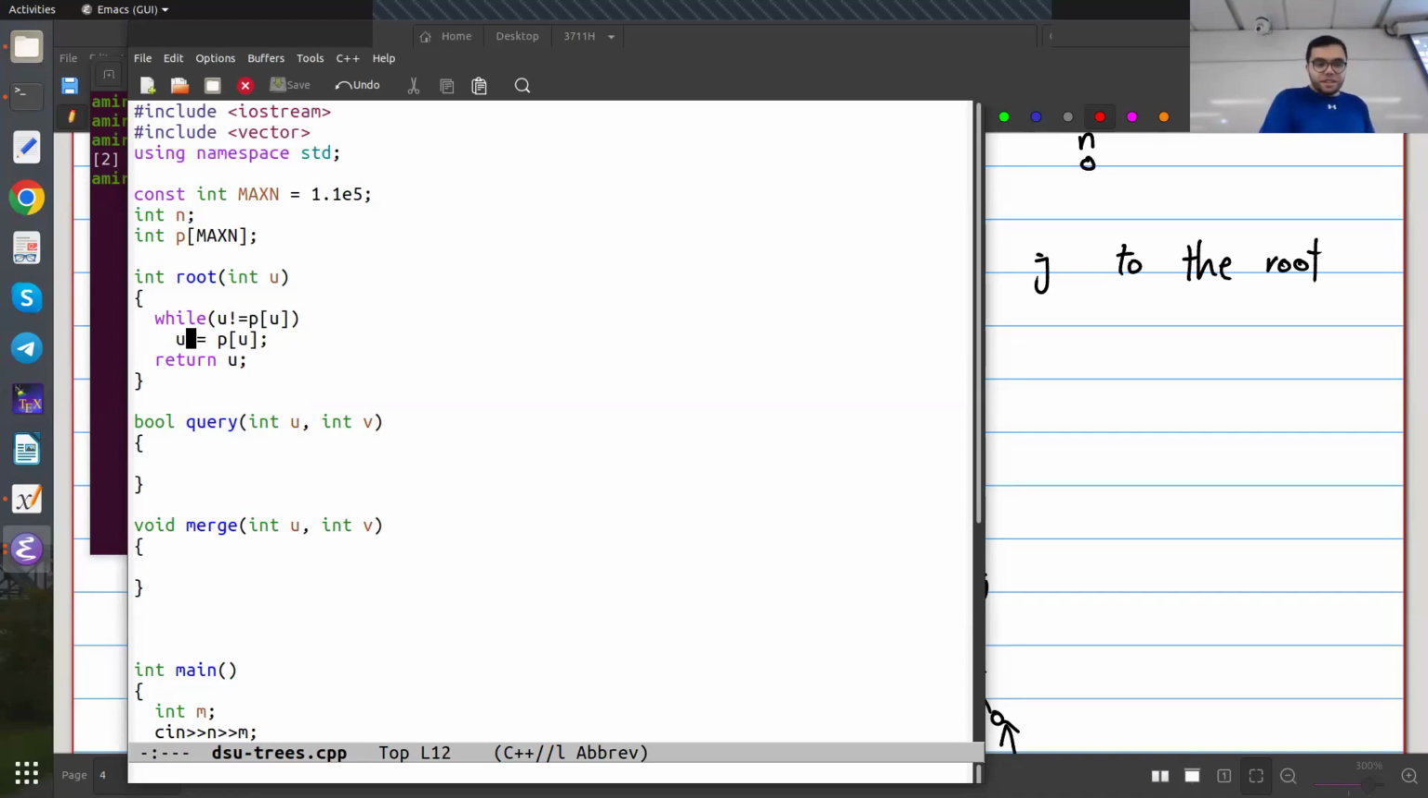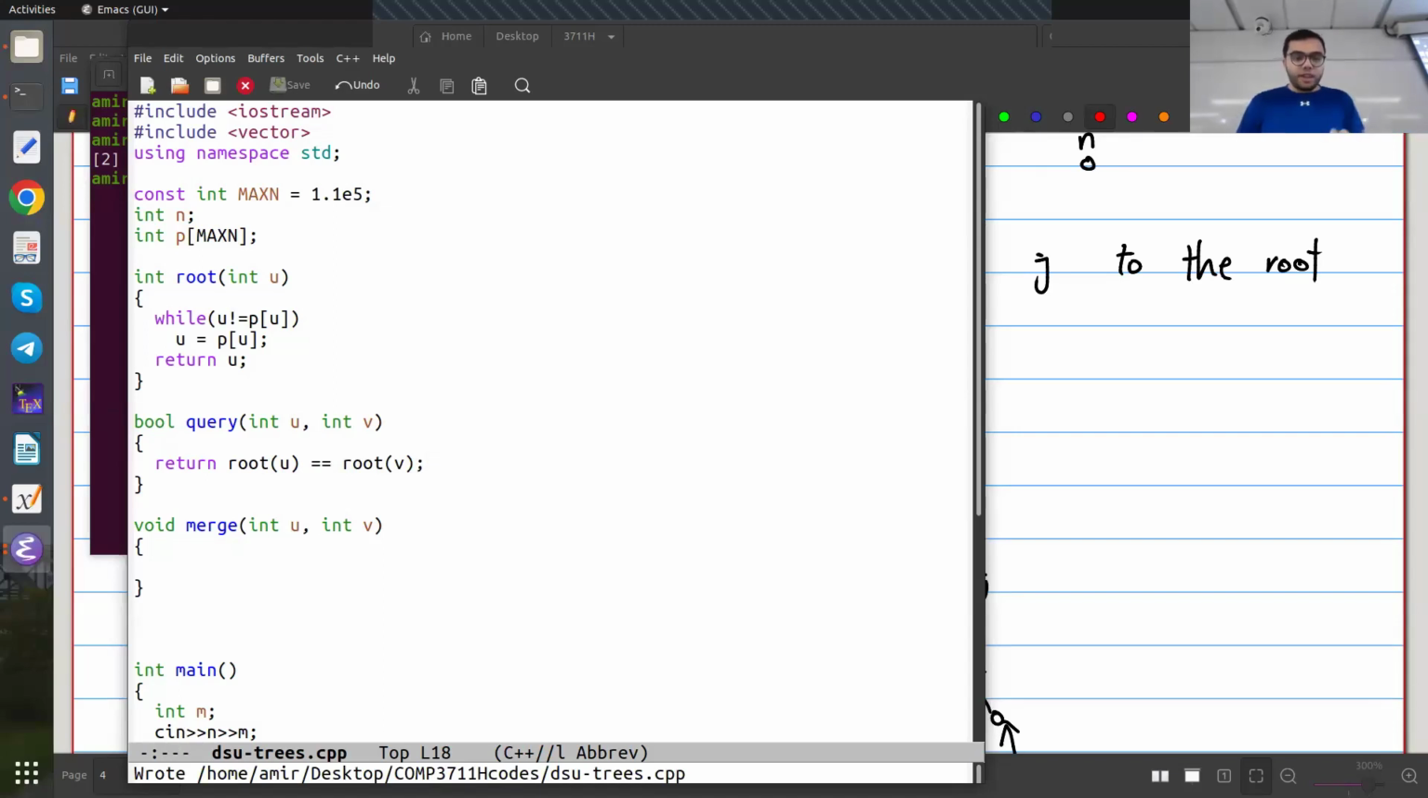Okay. You can also write this recursively, of course. You can say, if U is equal to the parent of U, return U. Otherwise, return the root of parent of U. Right, that's also fine. Okay, now when I want to do query, when I want to say U and V, are you in the same connected component, same set or not? I just return whether root of U is equal to root of V.